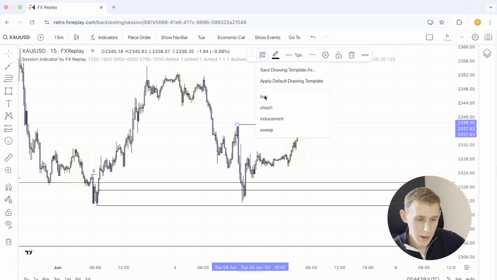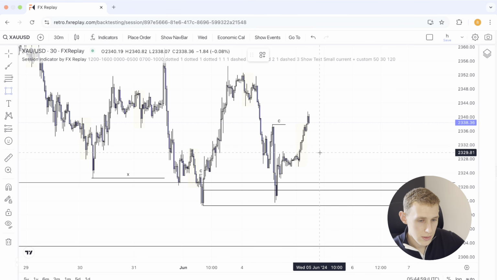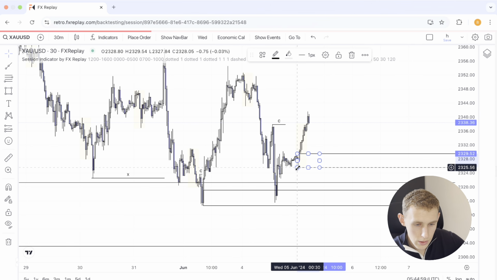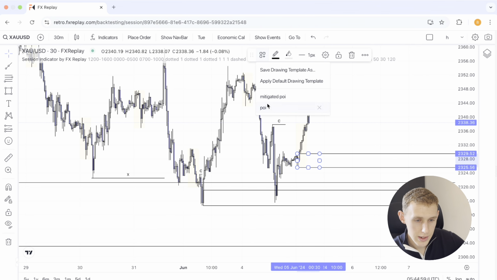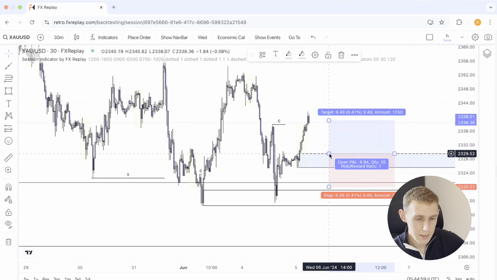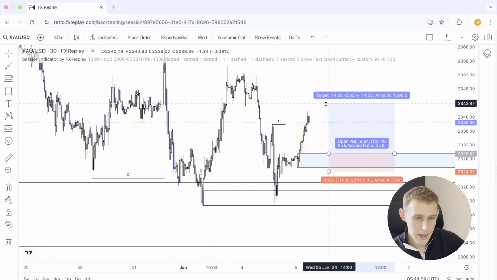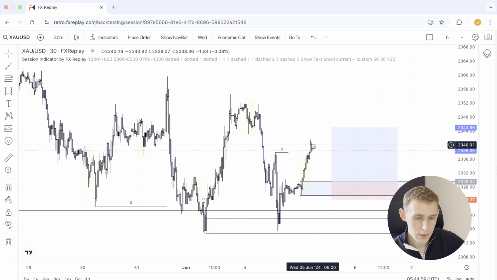Right, there we go. So that's what I was waiting for. We've had that change of character. We've got an area of imbalanced demand. So yeah, this is a valid trade. I'm going to set this limit. Stops slightly below it. And again, just going for that 1 to 3.